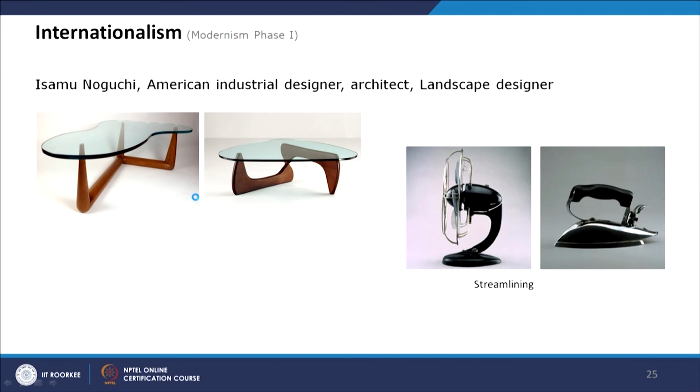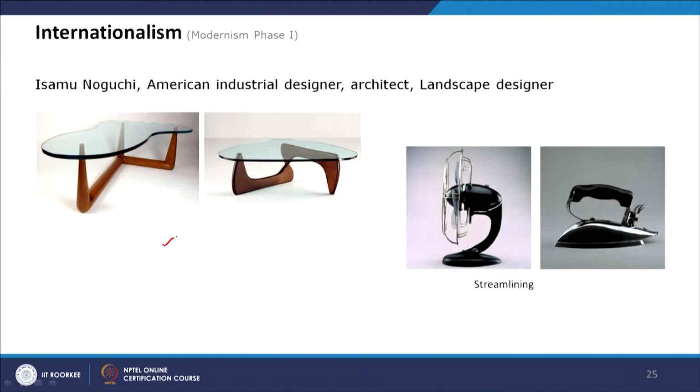So whenever architects design, their style might not be one particular style, because this is a very qualitative thing, and it's very dynamic in nature, and one architect gets influenced by other architects and designers. So it's fluid, and in one particular design there can be characteristics of two, three different design movements as well. So these are examples of other product design from streamlining.